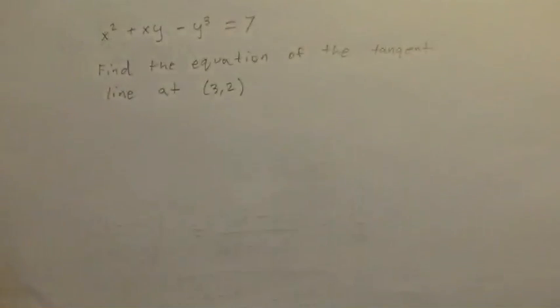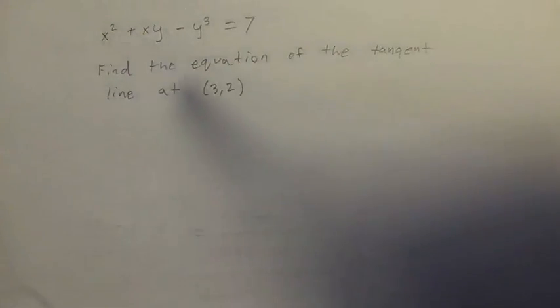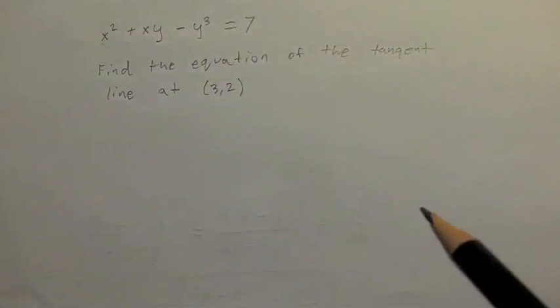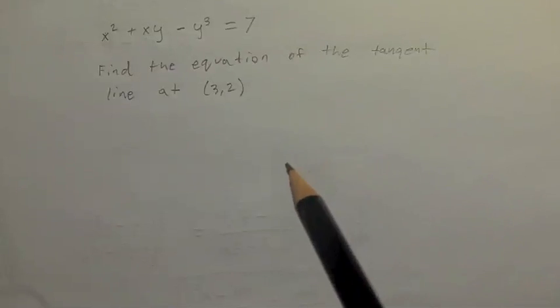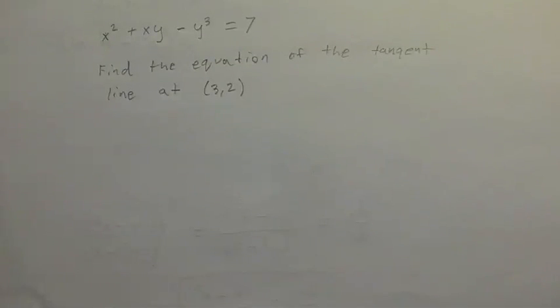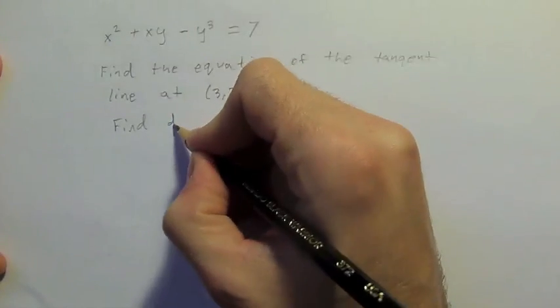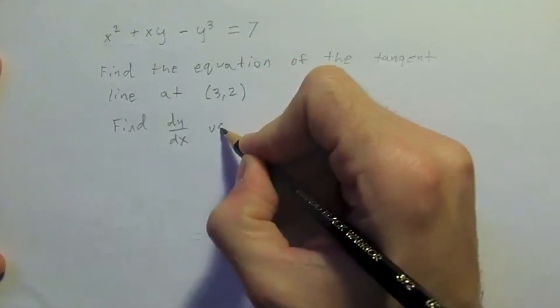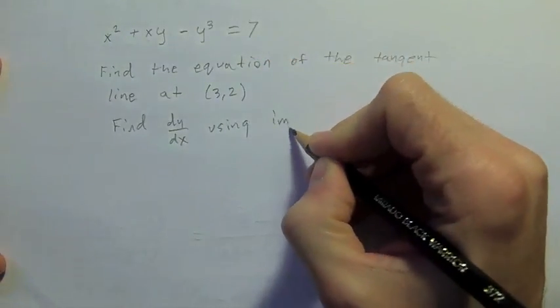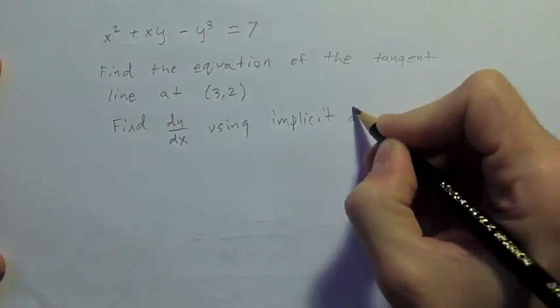Alright, so for this next example, let's say we have x squared plus xy minus y cubed is equal to 7, and we actually want to find the equation of the tangent line at 3, 2. So remember, if we want to find the equation of the tangent line, we need two things. We need the point, which we are given, and we need the slope. And we find the slope by finding the derivative. So we'll first need to find dy over dx using implicit differentiation.